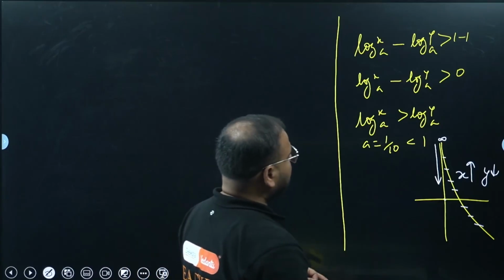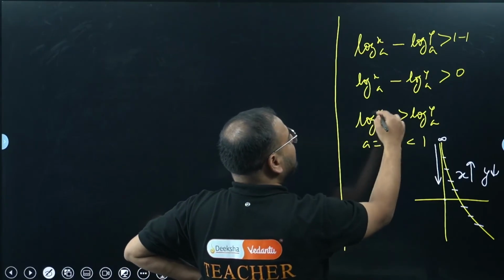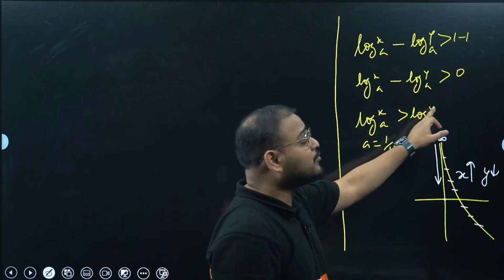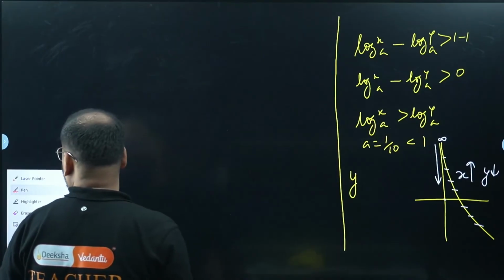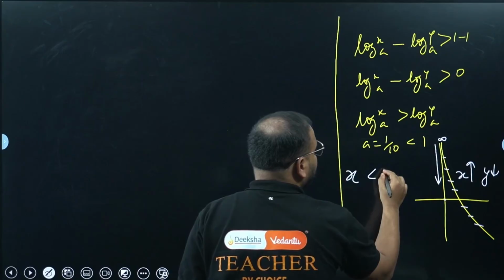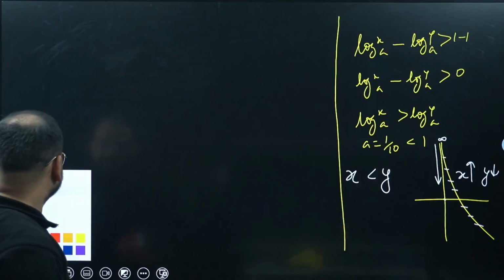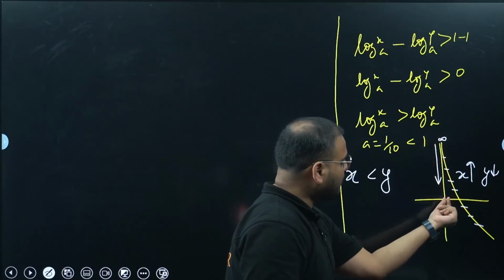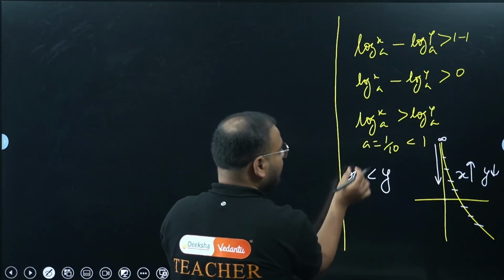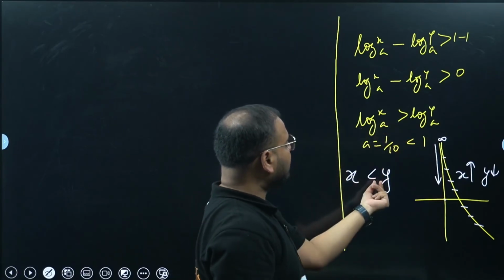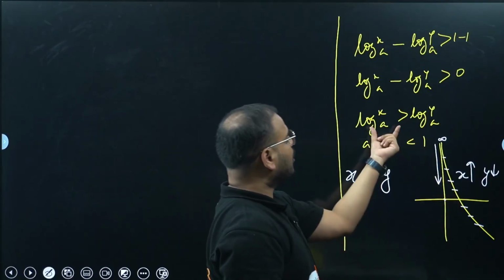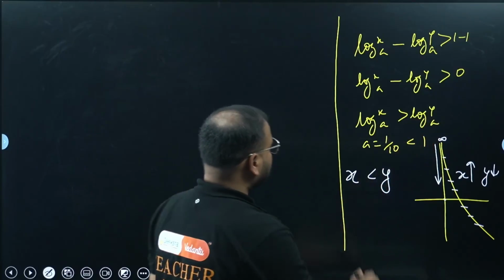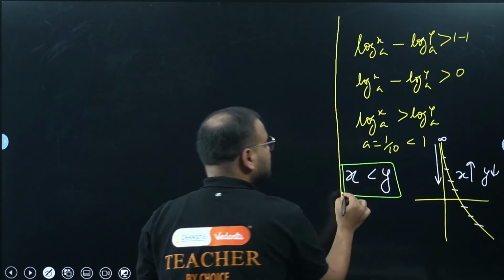Great. Now think about it. If log of x is more than log of y, then obviously x will be less than y. Think. For a smaller value of x, the log is bigger. Here greater than symbol, here less than symbol. For a smaller value of log, y is bigger. So this is the understanding. It means x is less than y.